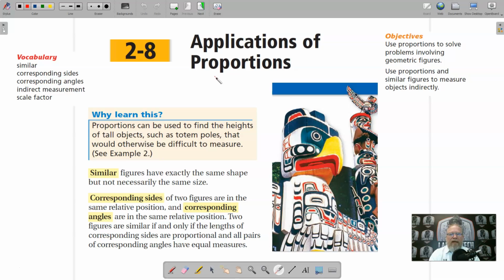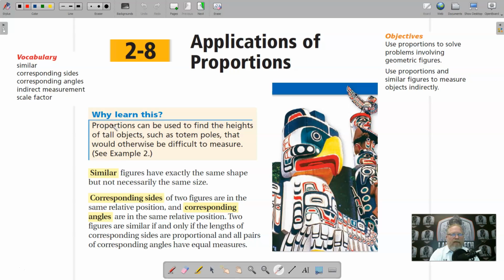Hello, this video is for Algebra 1, Chapter 2, Lesson 8. The title of the lesson is Applications of Proportions. The objectives for this lesson are to use proportions to solve problems involving geometric figures and use proportions and similar figures to measure objects indirectly. The vocabulary for this lesson is similar, corresponding sides, corresponding angles, indirect measurement, and scale factor.